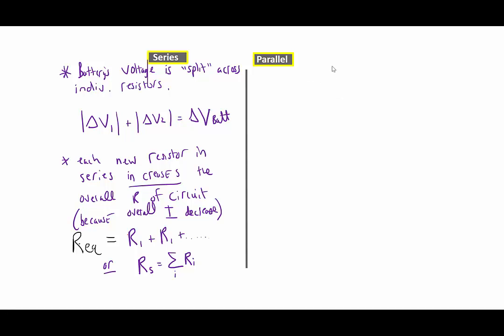When I look at the parallel circuit, what happened was the voltage, that energy per charge, was the same across each branch.